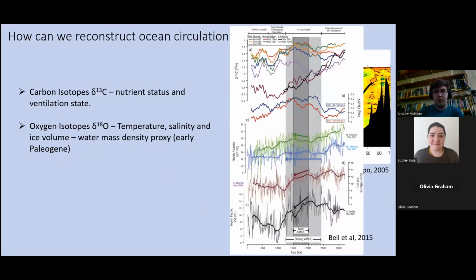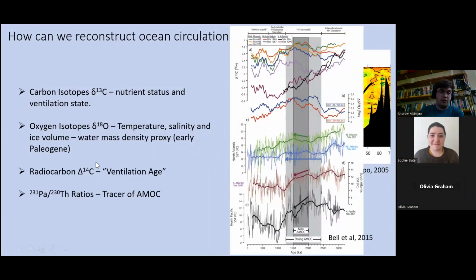Here is just another example of using stable isotopes as a way of reconstructing ocean circulation. This study looked over the Pleistocene and used carbon and oxygen isotopes to highlight that during this interval, just before the mid-Pleistocene transition, we had a very strong AMOC-like structure. So it's just a little case study to show how we can start to reconstruct AMOC.